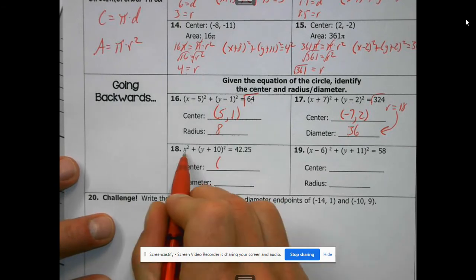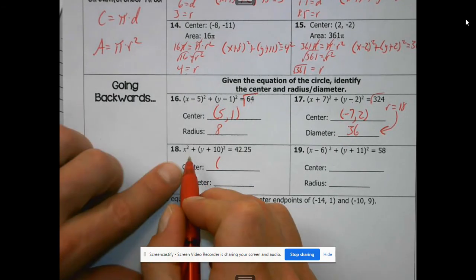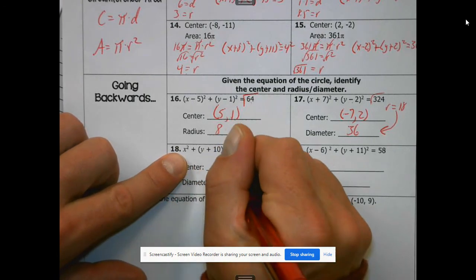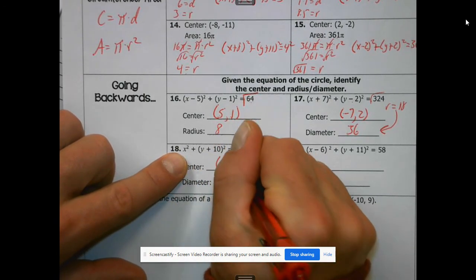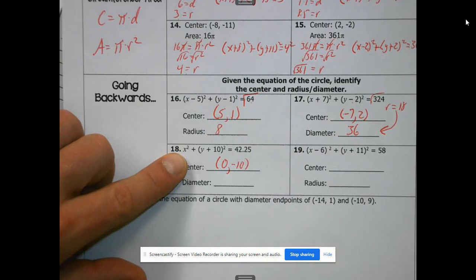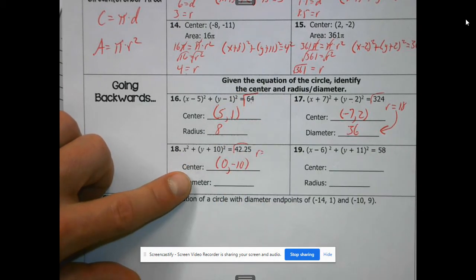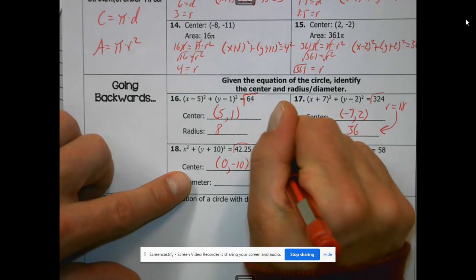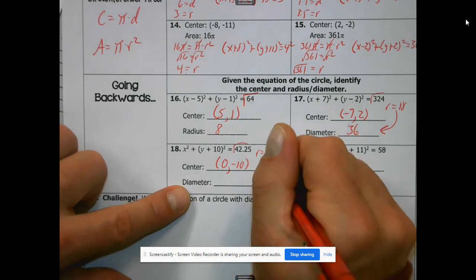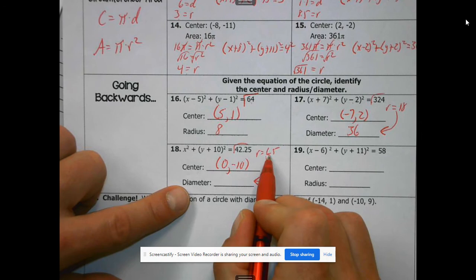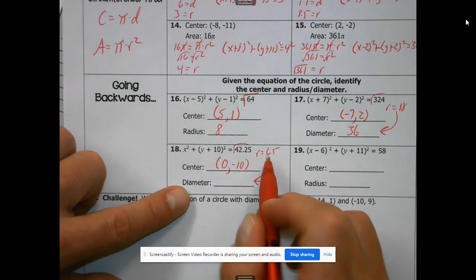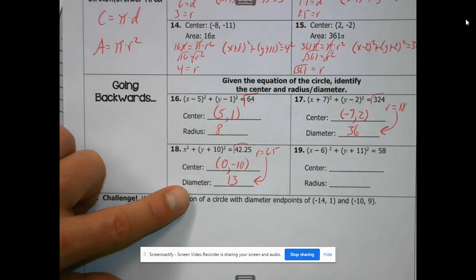18, center. There's nothing attached to the x, right? Well, there is, right? The only thing that could possibly attach to x would be a 0. So center would be at 0, -10. Square root that to get the radius. That comes out to be 6.5. But I want diameter, right? Double radius to get diameter. Double 6.5, 13.